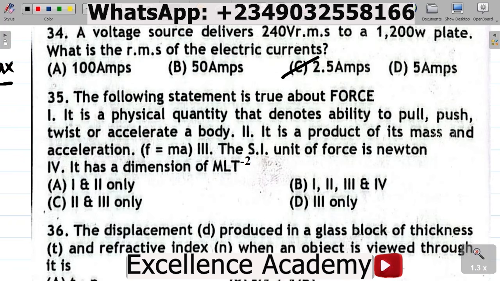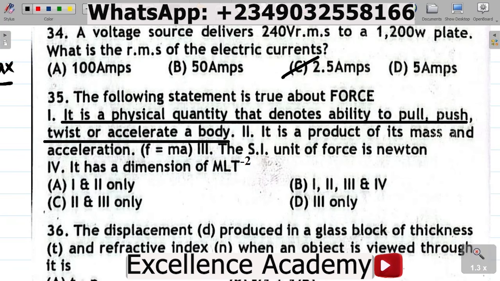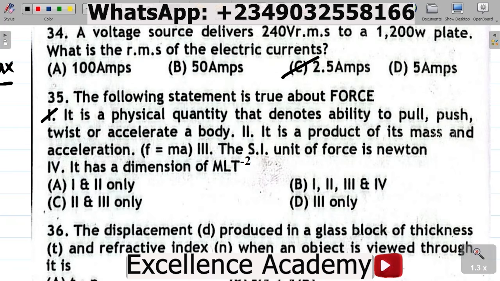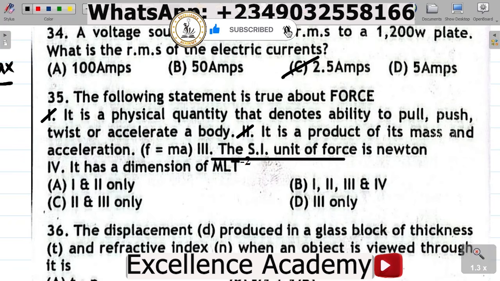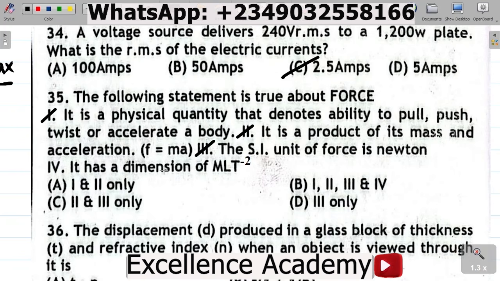First things first, force. They said it is a physical quantity that denotes the ability to push, pull, twist, or accelerate a body. And this is actually true. So the first one there is true. Second one said it is a product of mass and acceleration. From Newton's second law, we know that this is true. So 2 is also true. Number 3 says the SI unit of force is Newton. Very obvious. So 3 is true. Number 4 says it has a dimension of MLT to the power minus 2. And this is also true.